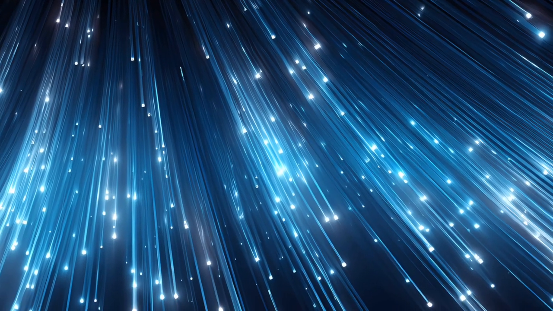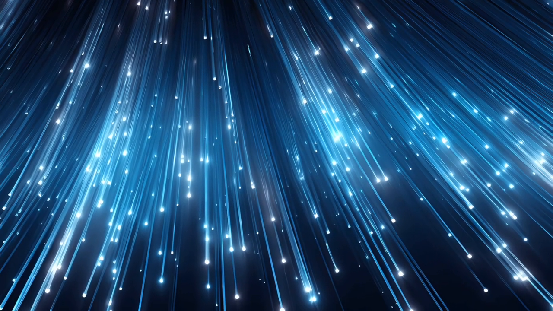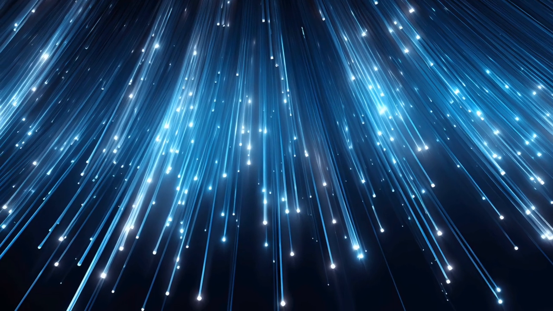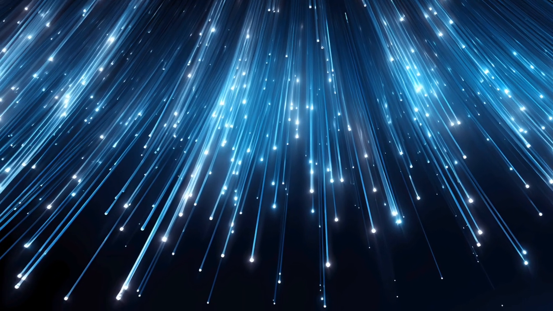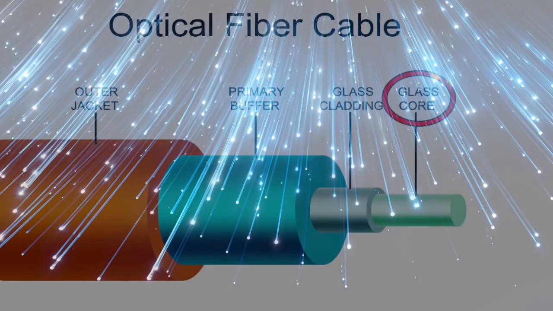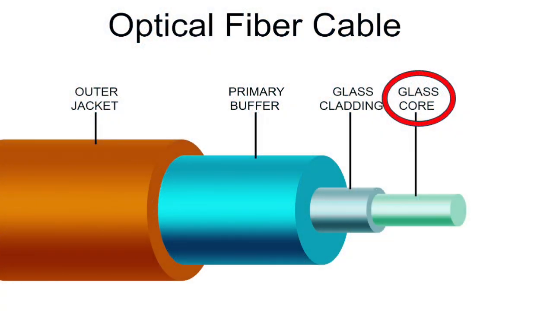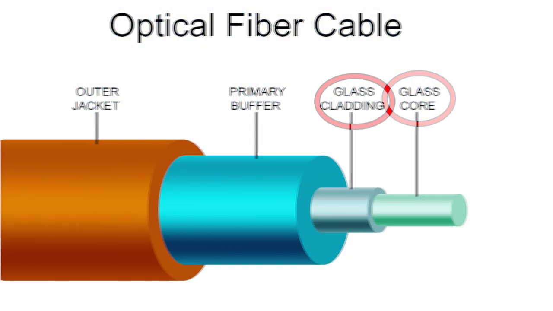Fiber optic cable is made up of 4 components. The first is the innermost component that is a thin glass fiber between 9 and 62.5 micrometers in diameter. It is known as the core. The second component is a coating called cladding.